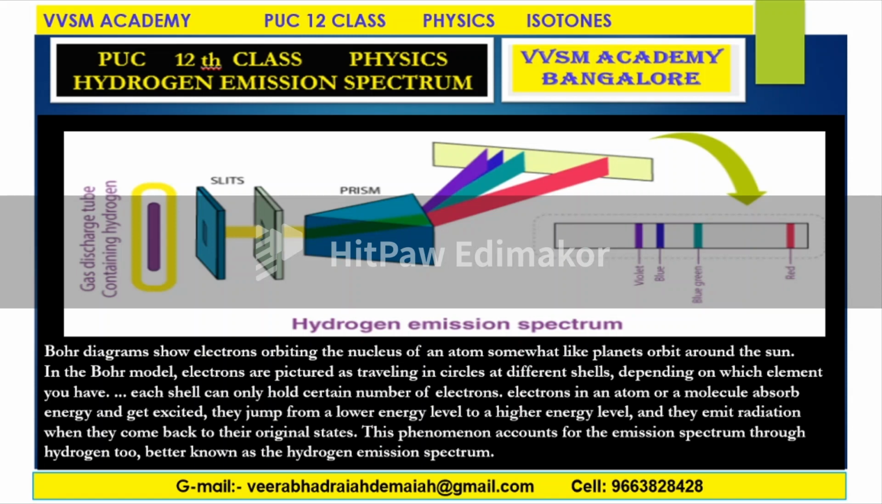Radiation, when they come back to their original states, this phenomenon accounts for the emission spectrum of hydrogen too, better known as the hydrogen emission spectrum. This is the hydrogen emission spectrum starting from the gas discharge tube containing hydrogen. The light passes through the slits, which filter it, and then passes through the prism, and you will get the spectrum on the photographic plate.